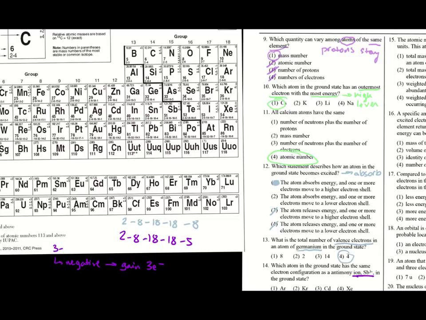And so we're looking for an element with the same configuration as this guy over here. 2, 8, 18, 18, 8. And that is over here. Xenon, Xe. Over there. Oops, right at the bottom, scraping by. Alright, 15 to 20 on this side.